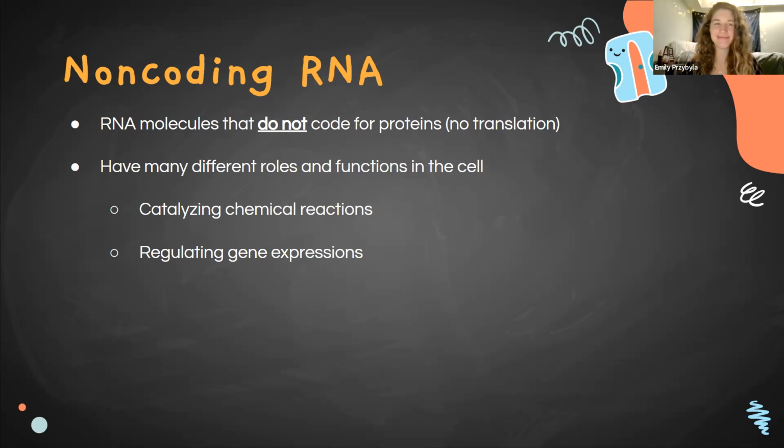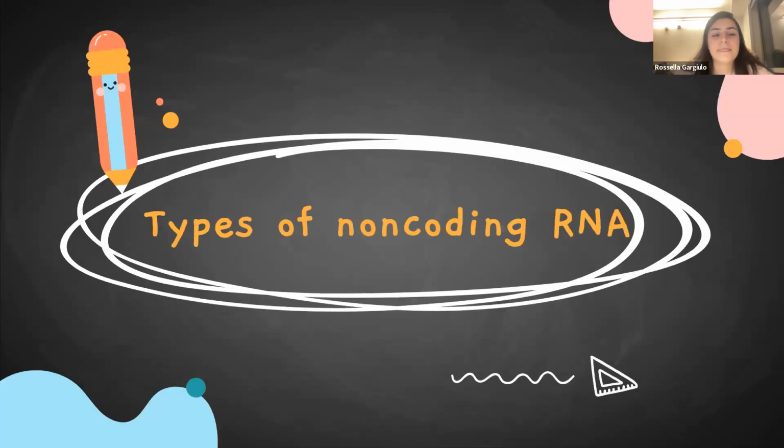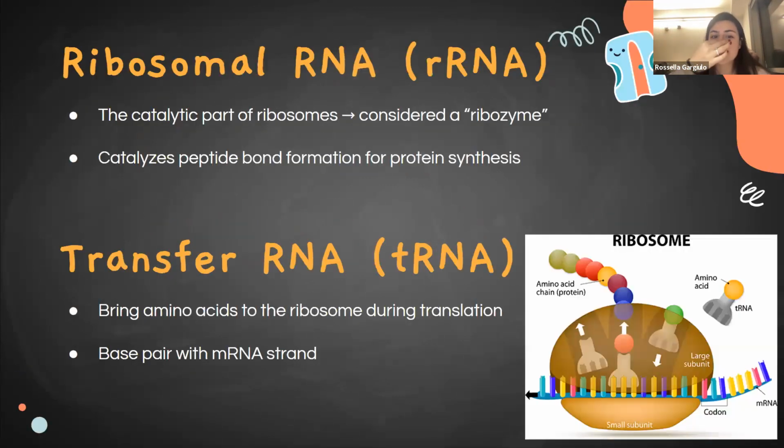Old news. Yeah. And as we have seen in the ribosome stuff, non-coding RNAs can help catalyze chemical reactions, but they can also regulate gene expression, which we will see an example of in RNA interference. All right, so now we're gonna look at the different types of non-coding RNAs.